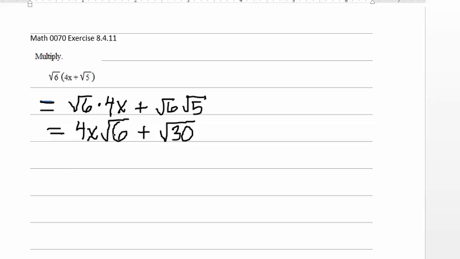Neither one of these radicals can be simplified. There's no perfect square that divides evenly into 6. There's no perfect square that divides evenly into 30. So this problem is completed, and this is my final answer.